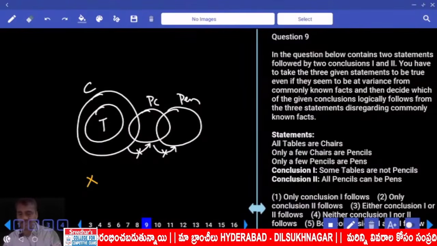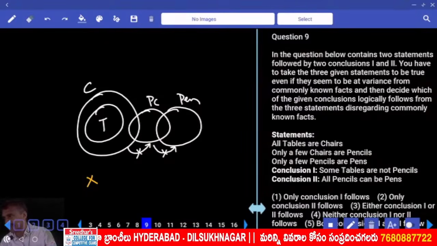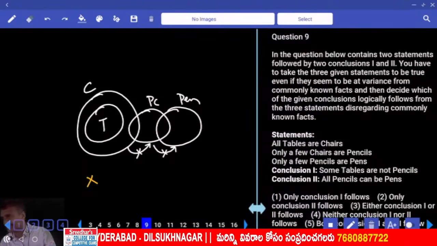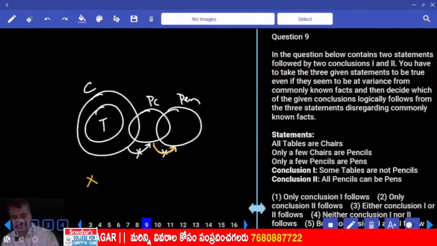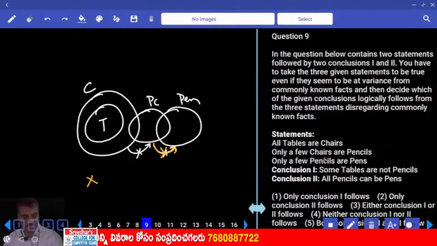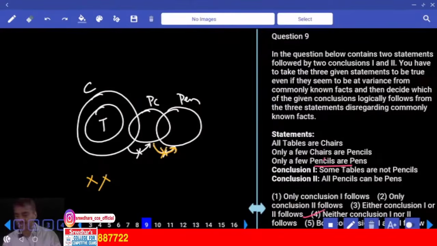All pencils can be pens. Is it possible? All pencils are pens, possible or not possible? Now this entire pencil must be part of pen. Is it possible? No, because only a few pencils are pens, but not all. Hence, not possible. Neither 1 nor 2, choice 4 for question number 9.